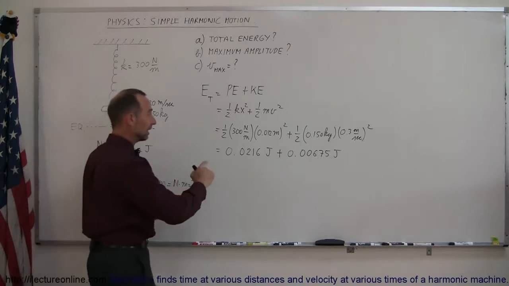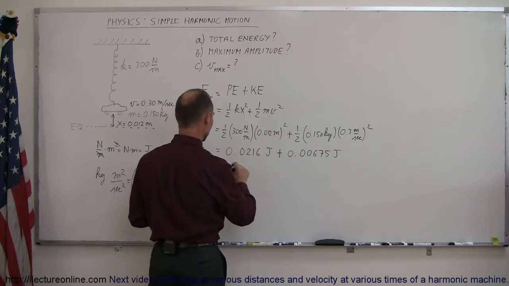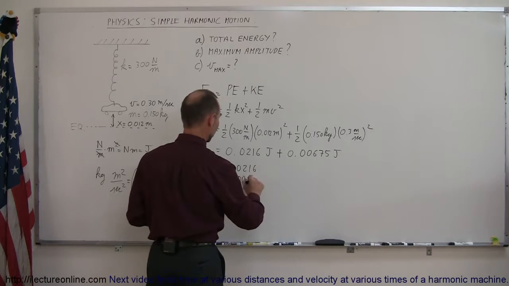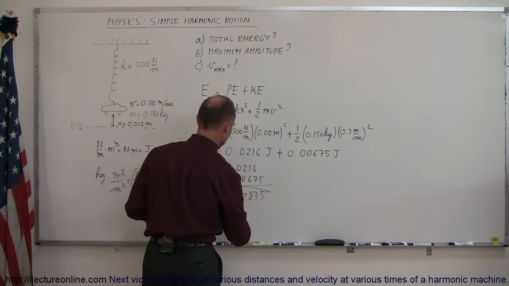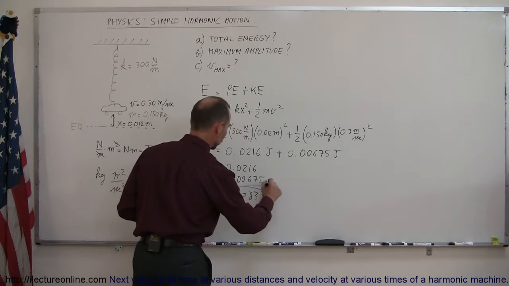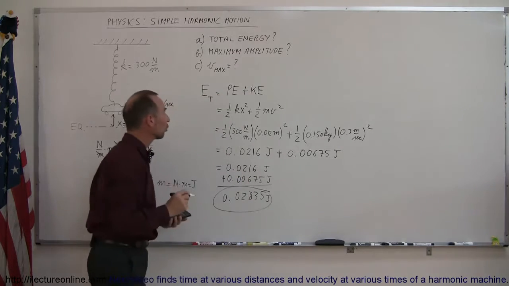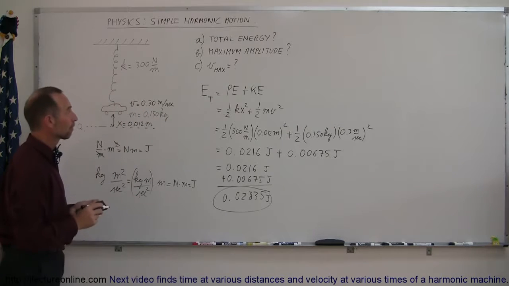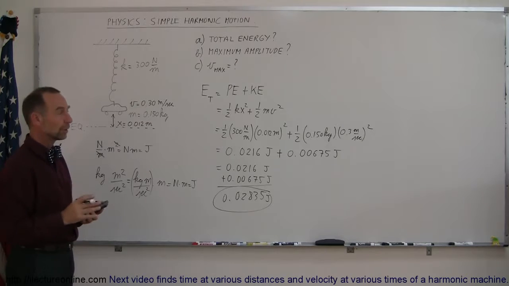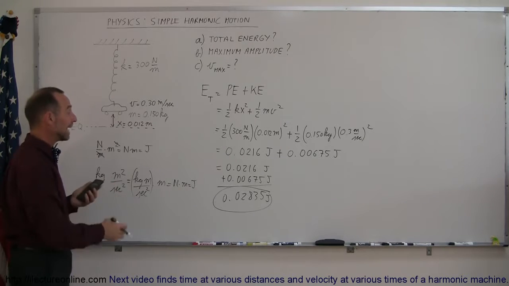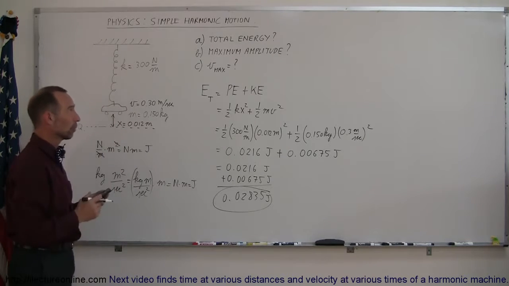So the total energy then needs to be added together, and so this is 0.0216 plus 0.00675, and so that is 0.02835, and that of course is joules. So that would be the total energy of the system at the moment we're in this position. Now of course we know that that doesn't change. That would be the total energy anywhere along the oscillatory motion.